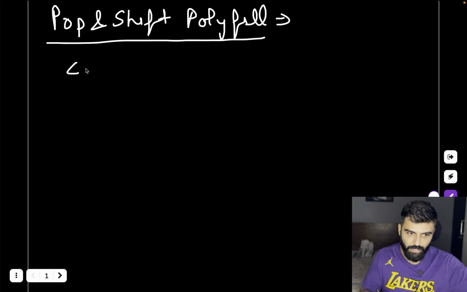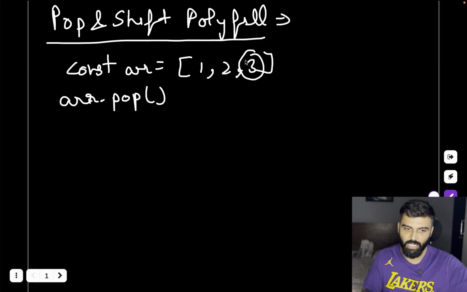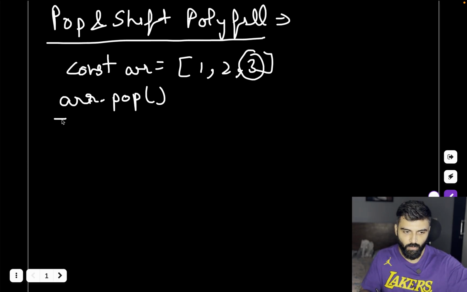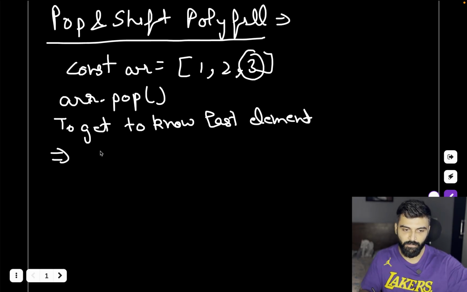So basically if I have one array which is 1 2 3, and if I call pop method on it, it will eliminate the last element. But how will it know that it is the last element? To get to know the last element, it will search for the length property, as array has length property, and if we are passing any object, on that object also it will search for the length property.